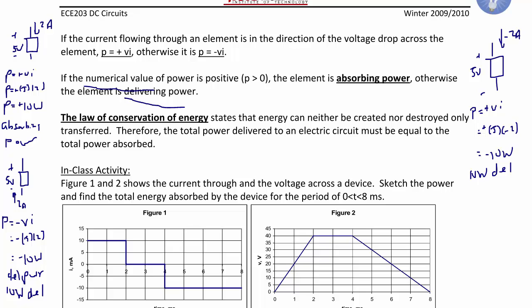The law of conservation of energy states that energy can neither be created nor destroyed, only transferred. Therefore, the total power delivered to an electric circuit must be equal to the total power absorbed. Now let's look at an activity to examine this concept further.